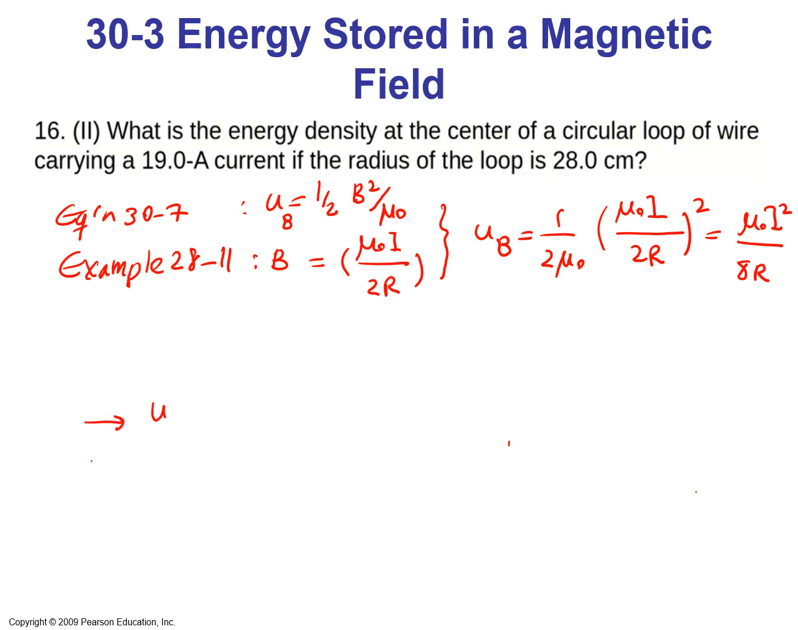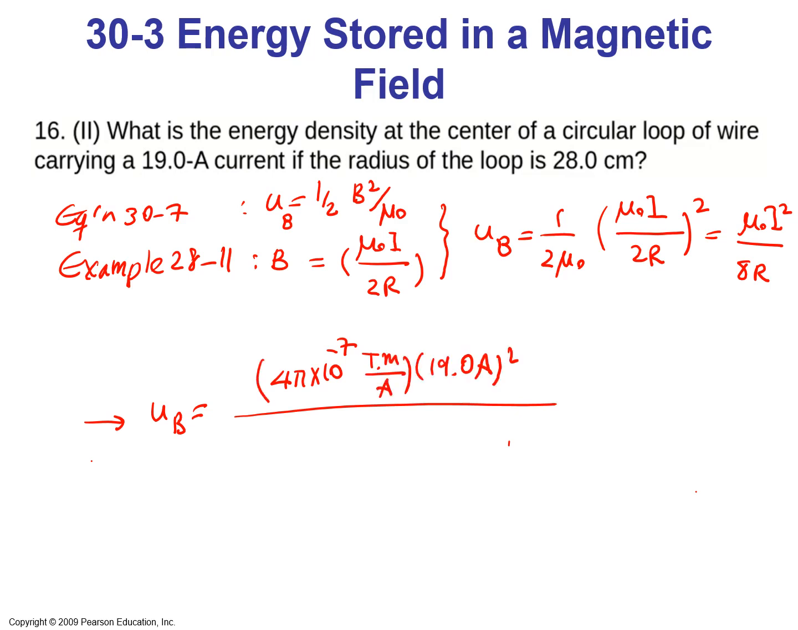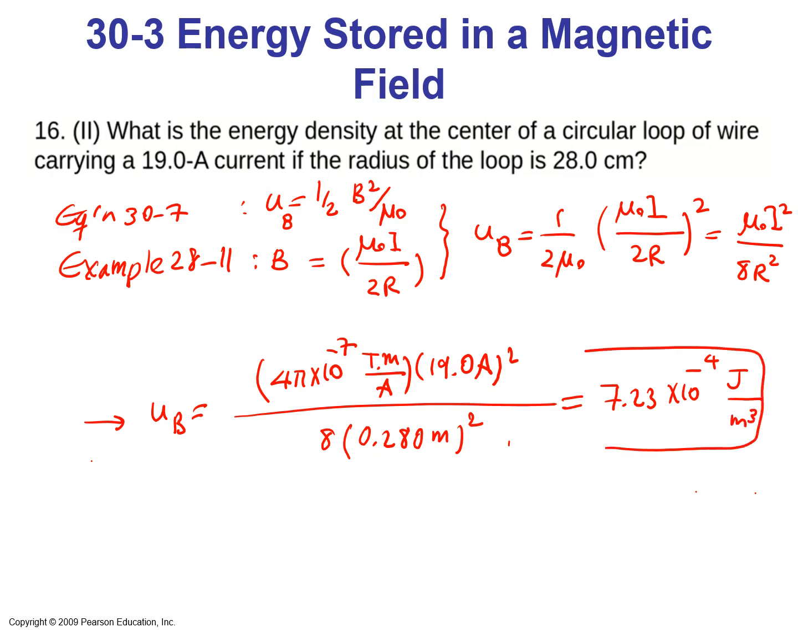If you plug in the values, UB is equal to 4 pi times 10 to the power minus 7 Tesla meter per amp times 19 amp squared, divided by 8 times 0.28 meter squared. And that gives us 7.23 times 10 to the power minus 4 joule per meter cubed, which is the density of the magnetic energy.